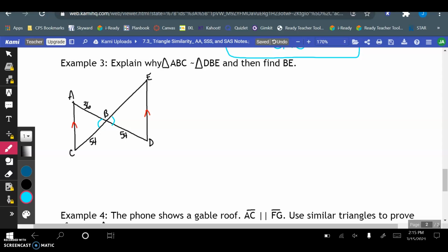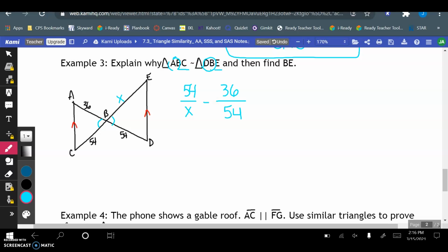So BC goes with BE, and we don't know what BE is yet. So we have BC is 54 over X, but we do know AB, which is the first two, is 36, and DB is the first two in the other one, and that's 54. So explain why these are similar.